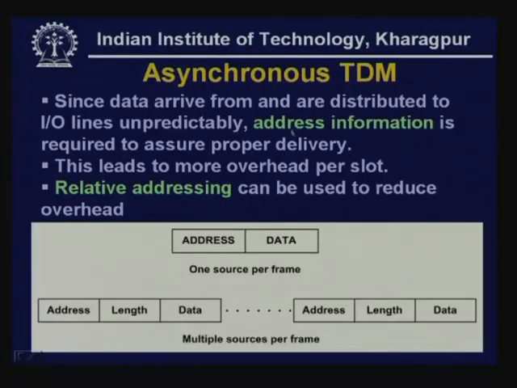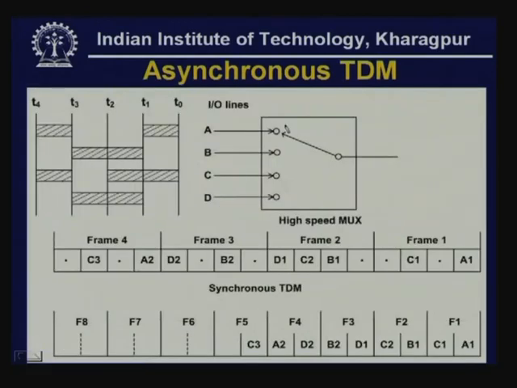However, there is a problem. At the receiving end it is necessary to identify which data is coming from where. For example, at the receiving end this slot is not meant only for data from source A, or this is not meant for source B. So, data in this slot can be sent by any one of the channels, or data can be taken from any one of the channels.